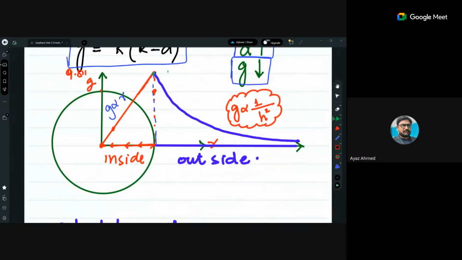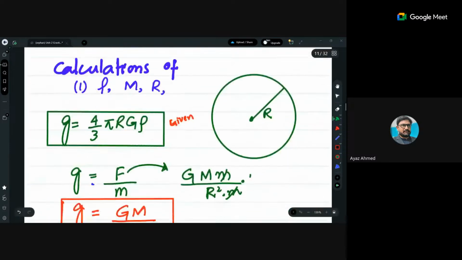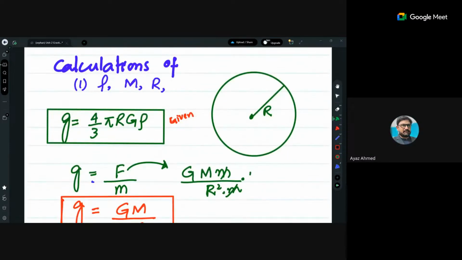This is the highest point. For Earth, it is 9.81. For a different planet, it would be different, but for Earth, it will be 9.81. Right? Is this clear? Then, what calculations are you supposed to make from here? You are supposed to calculate the density of the Earth, mass of the Earth, radius of the Earth.